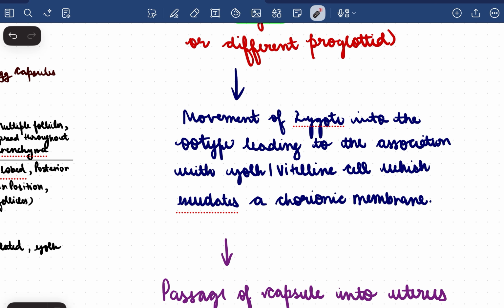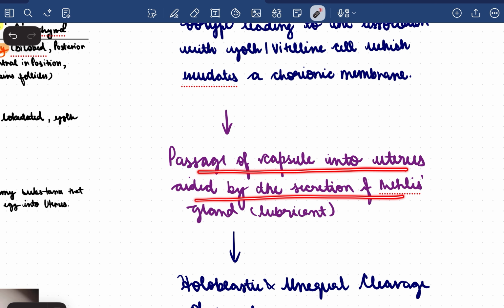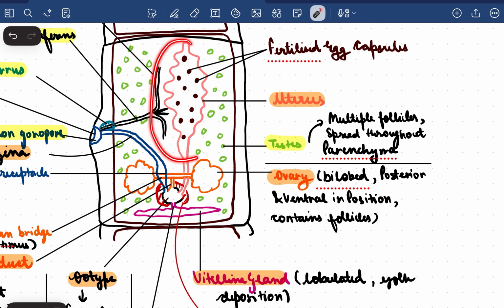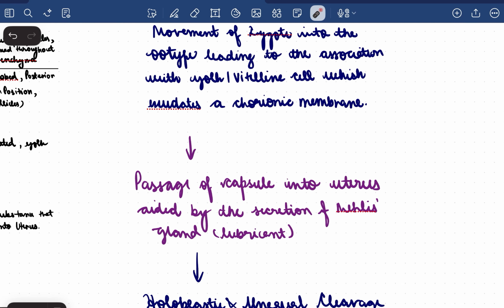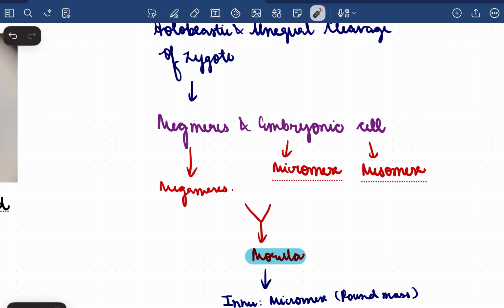So now we are over here. So zygote has formed, a chorionic membrane has formed, then the egg is going to pass into the uterus, which is lubricated by the secretions of Mehlis' gland. So now the egg is going to move up here, and these are the tiny egg capsules, the zygotes that are housed inside. What is this? This is a uterus. Then inside the uterus, a holoblastic and unequal cleavage happens. What is holoblastic? As the name suggests, holoblastic is when one thing divides into two halves. But these are not equal, hence the unequal cleavage. So unequal cleavage of the zygote results in the formation of a megamere and an embryonic cell.